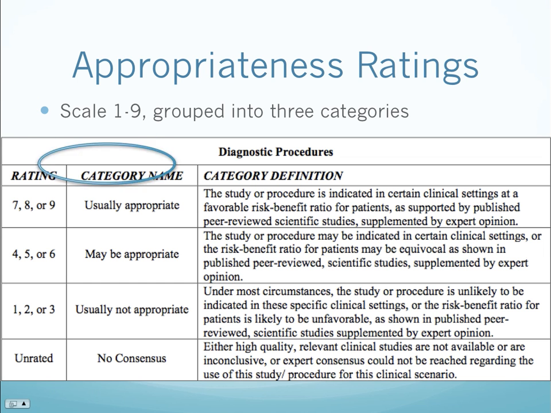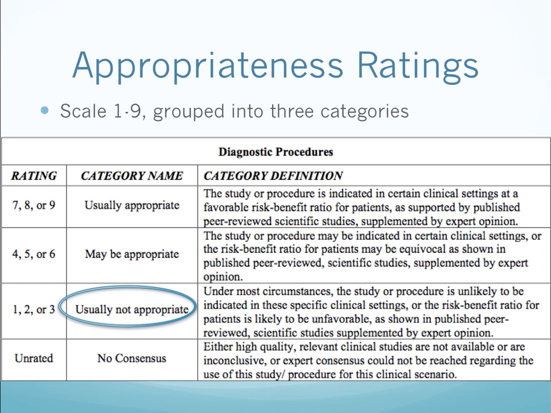The usually appropriate category is defined as the study or procedure being indicated in certain settings. The may be appropriate category is defined as the study or procedure possibly being indicated in certain settings, and the usually not appropriate category being defined as the study or procedure are likely not to be indicated in these settings.